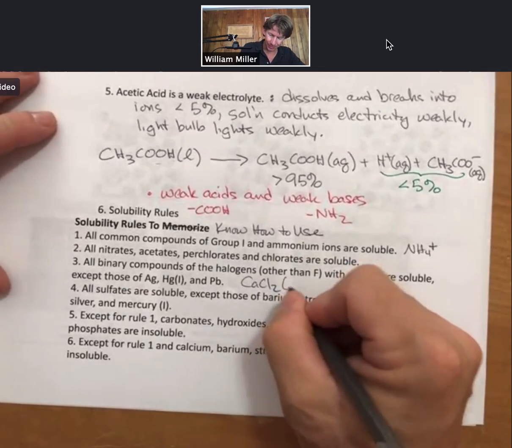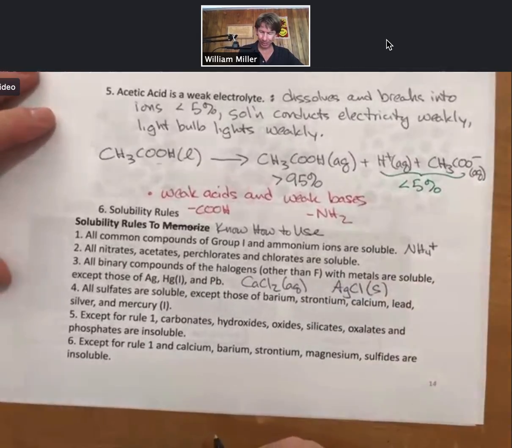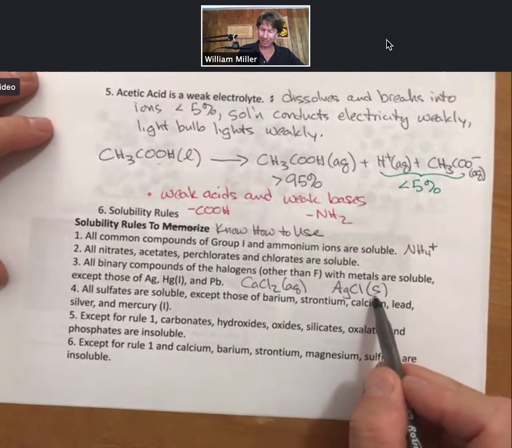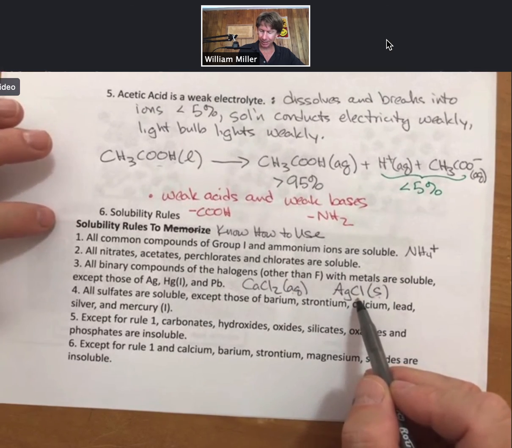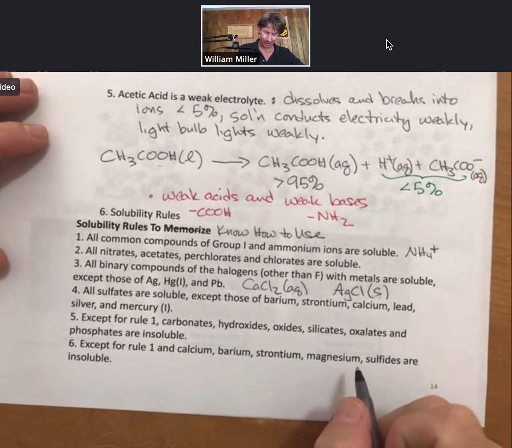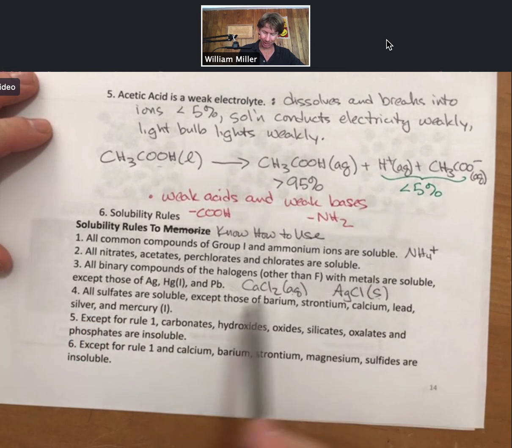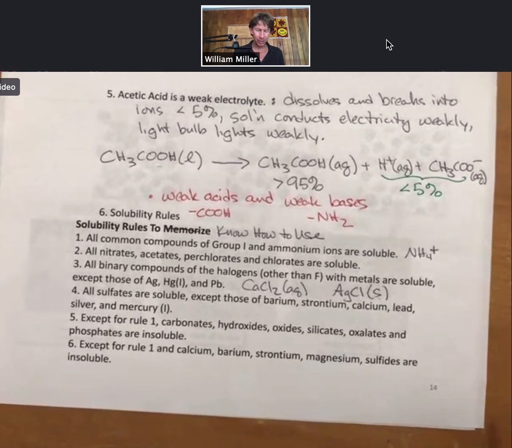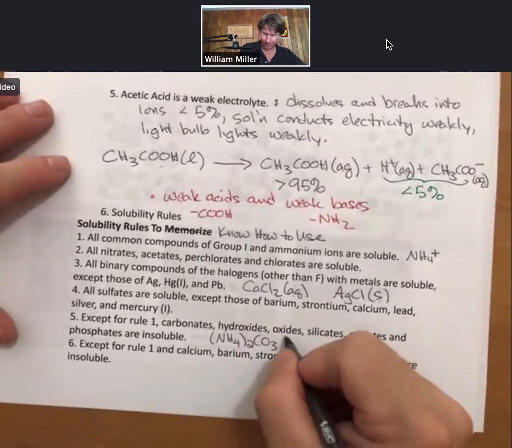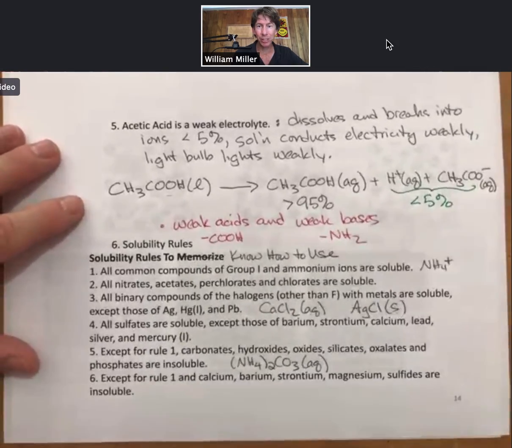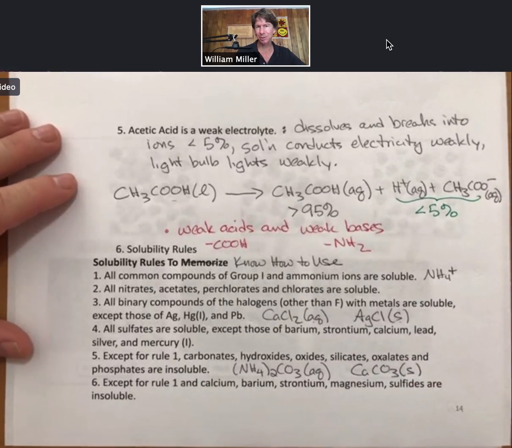calcium chloride would be soluble, which means it would be aqueous in water, but silver chloride would be insoluble and therefore a solid phase. So soluble materials are aqueous in water, and insoluble materials are solids. Okay? And then let's do rule number 5, except for rule number 1, which says all of these things are soluble. Carbonates, hydroxides, oxides, etc. are insoluble. What that means is ammonium carbonate is soluble and therefore aqueous when dissolved in water, but calcium carbonate would be a solid. So that's a little guide on how to use these rules.